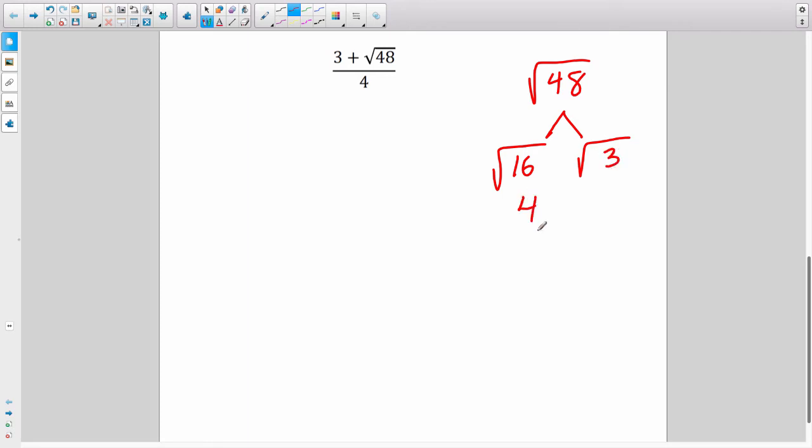16 cleans up to 4. Radical 3, you can't do anything with that. So now let's rewrite this 48 as the reduced 4 radical 3. So what do you have? You have 3 plus 4 radical 3 all over 4.